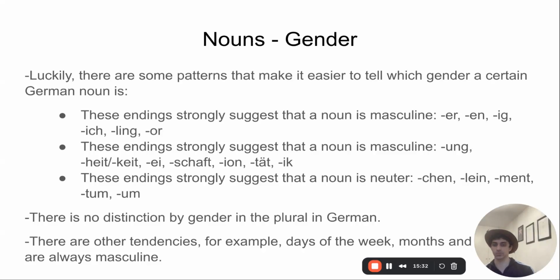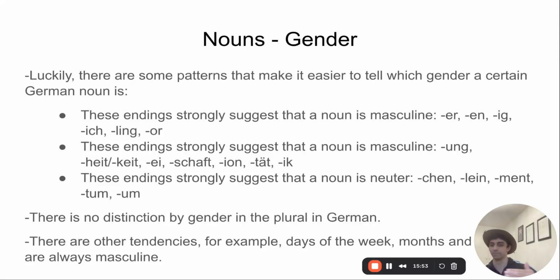There are other tendencies as well that can really help. Days of the week will be masculine every time in German, for example. Months will be masculine too. So these tendencies can really help and simplify the process. If you simply know that every day of the week is masculine, you don't need to rote learn them.